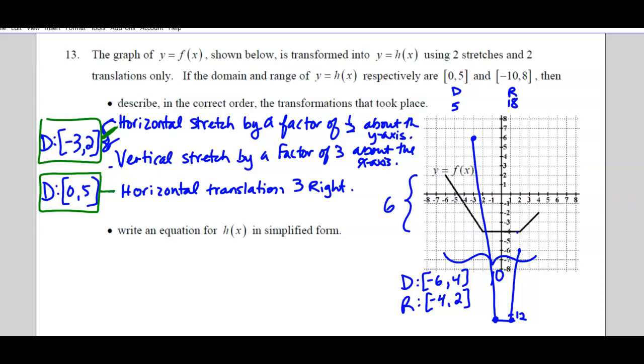This is after stretching, and I gotta end up at 0. That's your image domain. Right?